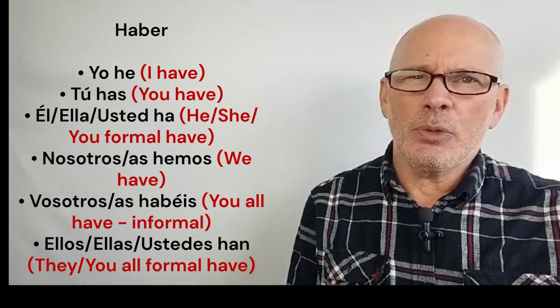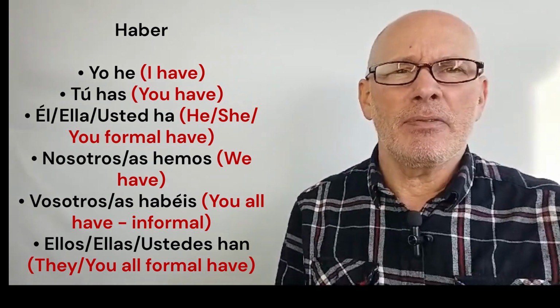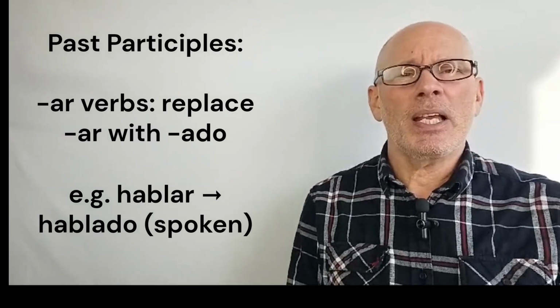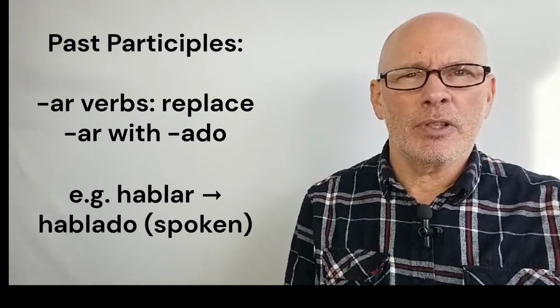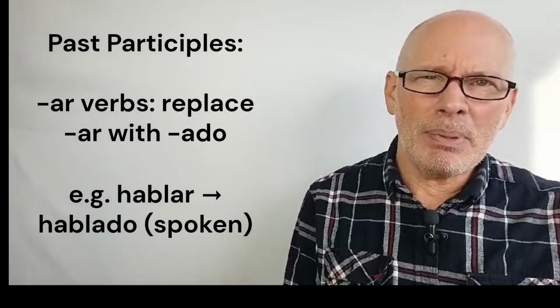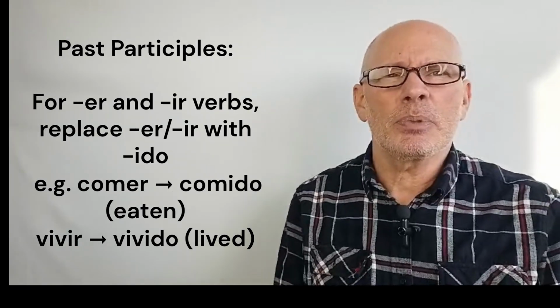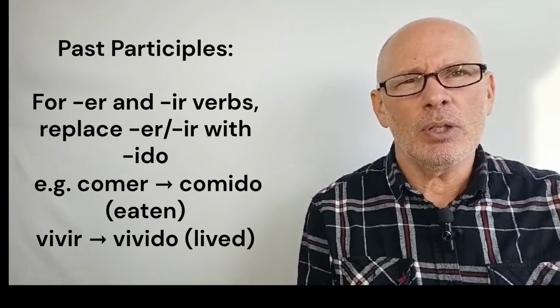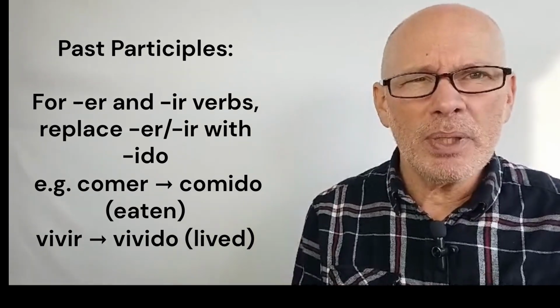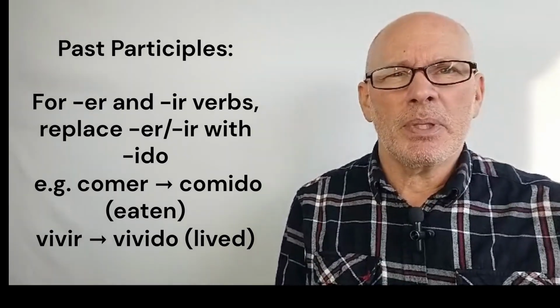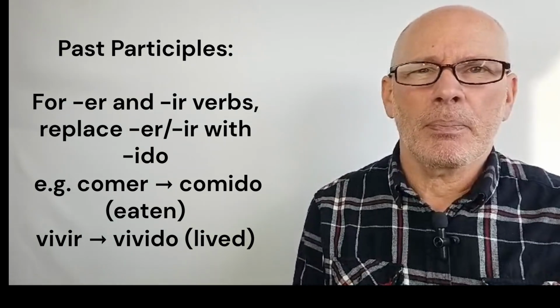Then you have to use the past participle of the main verb. So for regular verbs, for example, AR verbs, you replace AR with ADO. For example, hablar becomes hablado. For ER and IR verbs, you replace ER with IDO. For example, comer becomes comido, vivir becomes vivido. So let's have a look at a few examples now of the perfect tense using haber and the past participle.